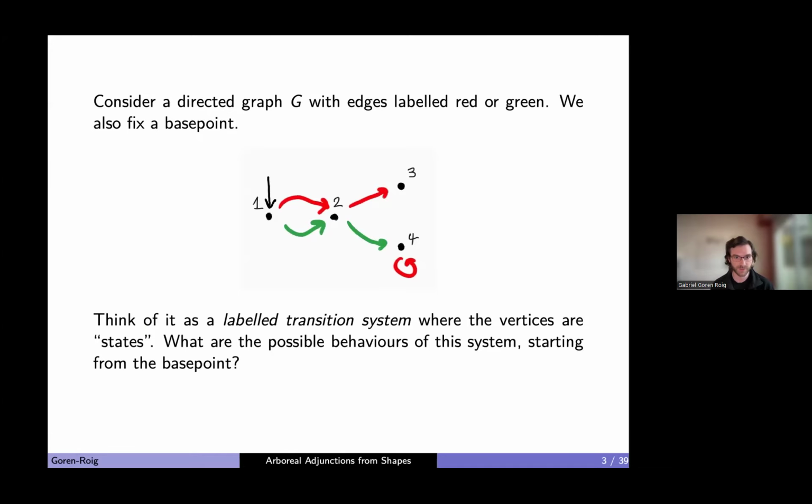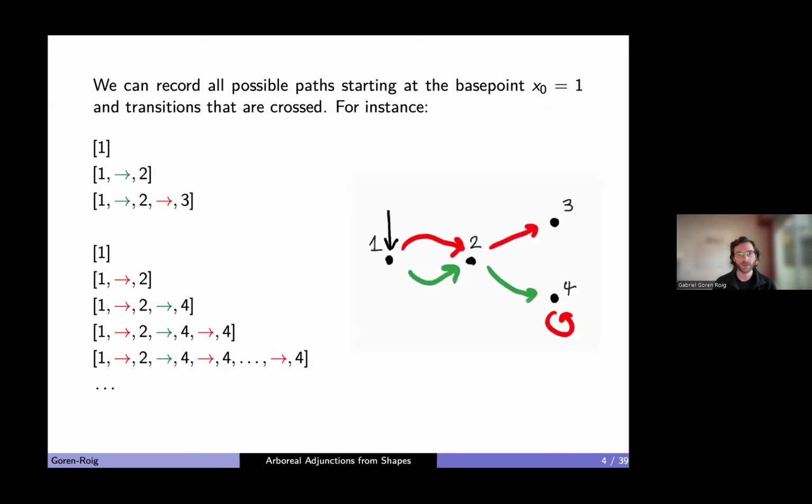In this case, the base point is the vertex labeled 1. A way to answer this is by recording all possible paths starting from this base point, and also recording which transitions are crossed at each time step, so to speak. Starting at 1, we can first traverse the green arrow and then the red arrow to 3, or first traverse the red arrow, which is actually a different behavior even though it leads to the same state, and then go to 4, and then we might loop any finite number of times using the arrow from 4 to 4. So these would be the behaviors.